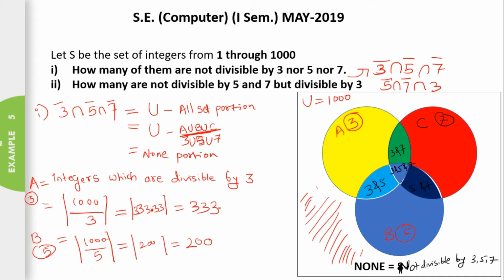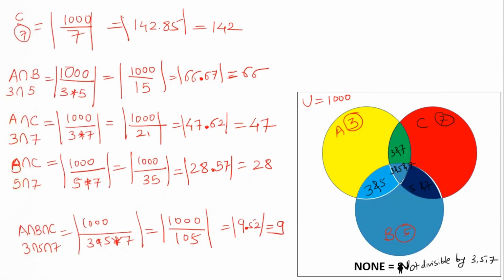It will be 333. Numbers which are divisible by 5 from 1 to 1000 will be 1000 divided by 5. It will give me the value as 200. In the same way, numbers which are divisible by 7 will be 1000 divided by 7, which will give me the count as 142 numbers which are divisible by 7. Numbers which are divisible by both 3 and 5 will be 1000 divided by 3 into 5. It will be 1000 divided by 15, which will give me the answer, that is 66.